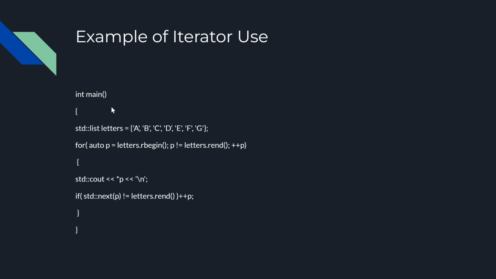Example of iterator uses. int main, list of letters A, B, C, D, E, F, G. For auto p equals r.begin(); p does not equal r.end(); ++p, count if r does not equal n, and then do that.